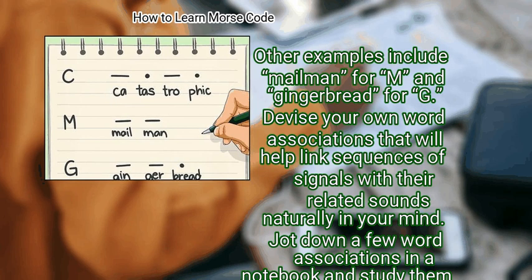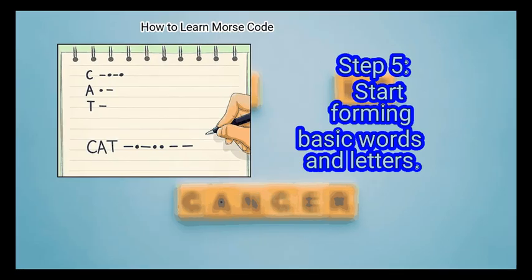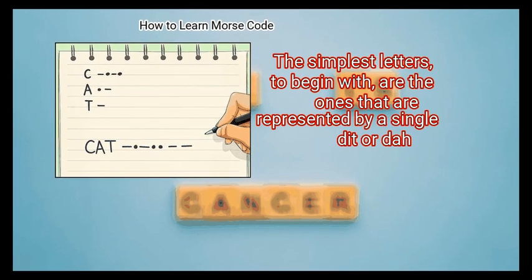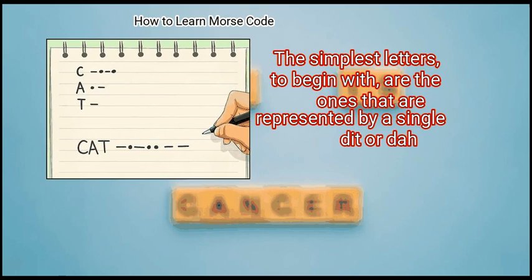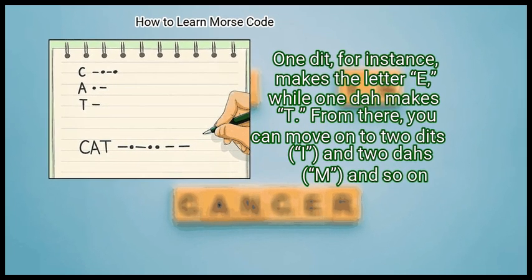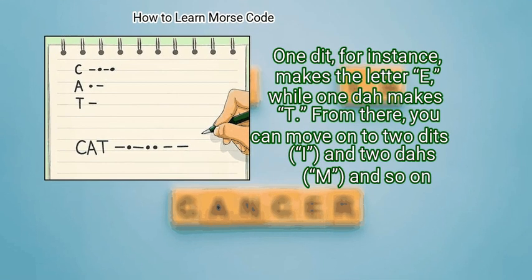Devise your own word associations that will help link sequences of signals with their related sounds naturally in your mind. Jot down a few word associations in a notebook and study them while getting the hang of reciting each letter out loud. Finally, start forming basic words and letters. The simplest letters to begin with are the ones that are represented by a single DIT or DAH. For instance, one DIT makes the letter E, while one DAH makes T. From there, you can move on to 2 dits, I, and 2 dahs, M, and so on.